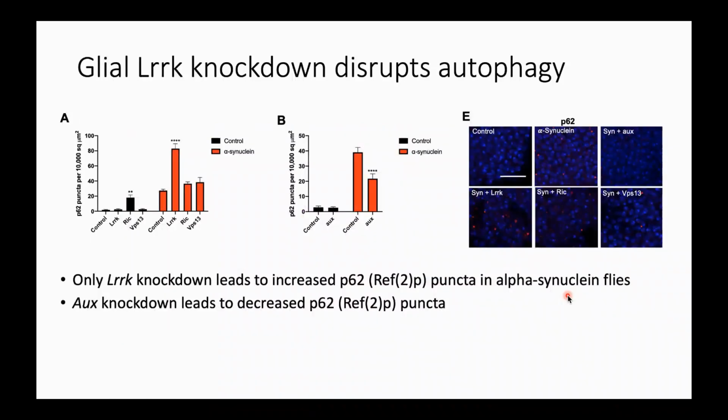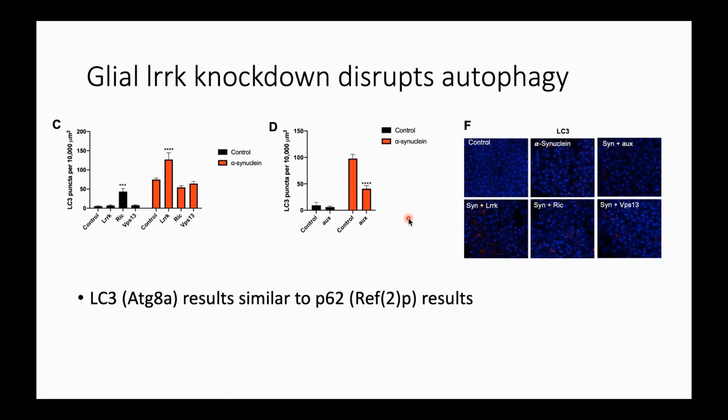To dive a little bit more into the mechanism of what might be behind the change in alpha-synuclein aggregates, I looked at autophagy markers. Here I'm looking at P62, a marker of autophagosomes, and with glial LRC knockdown this is increased, whereas the other genes really didn't have any effect on it, and OX knockdown actually decreased autophagosome markers, similar to the decrease in alpha-synuclein aggregation. I see similar results with a different autophagy marker, LC3, again suggesting that glial LRC knockdown is impairing flux through the autophagy pathway.